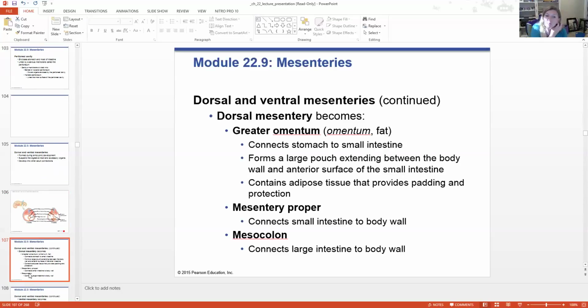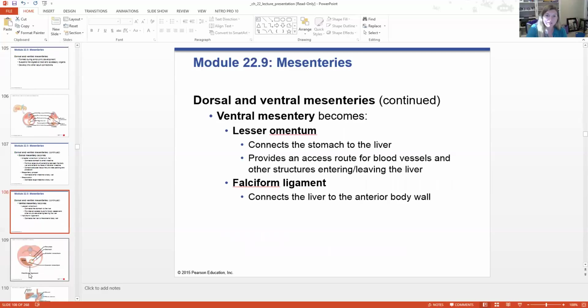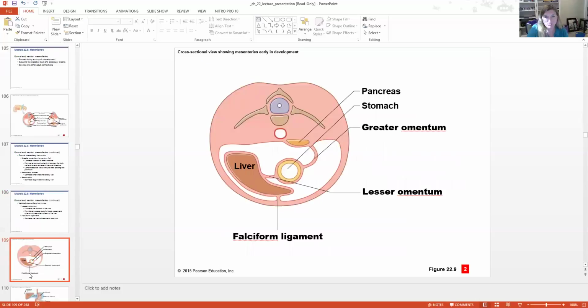The mesentery proper connects the intestine to the body wall, and the mesocolon connects our large intestine to the body wall. The lesser omentum is a connection between the stomach and the liver, providing an access route for blood vessels and other structures coming into and out of the liver, and that falciform ligament connects the liver to that anterior body wall. So these are all different mesenteries or pieces of connective tissue holding everything in place. There's the falciform ligament, our lesser omentum, greater omentum, a nice little cross section.